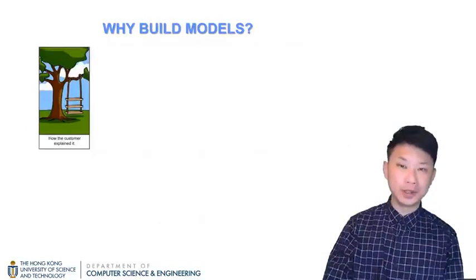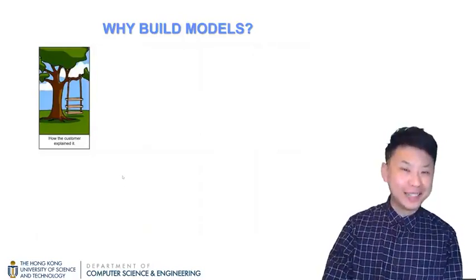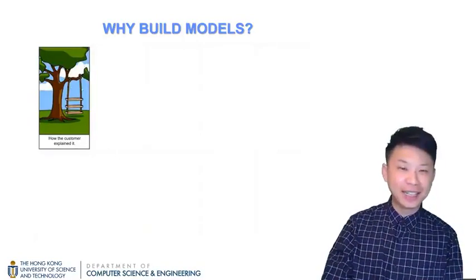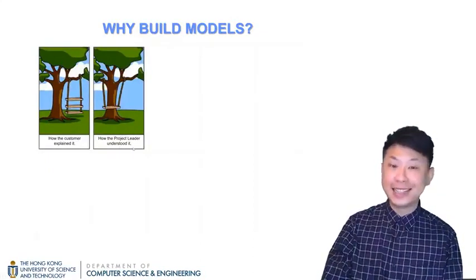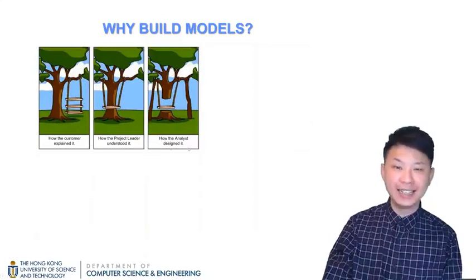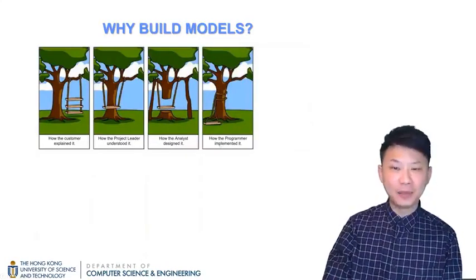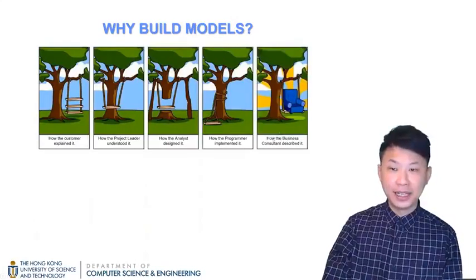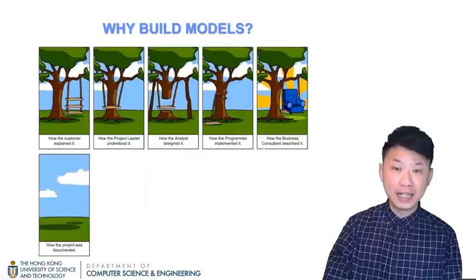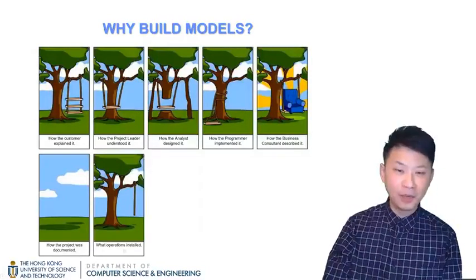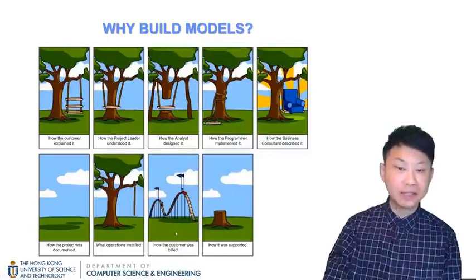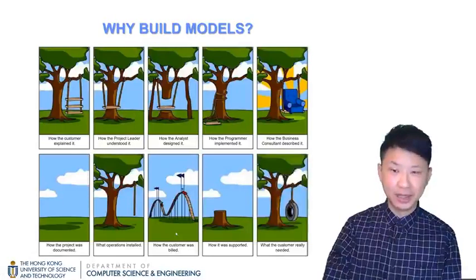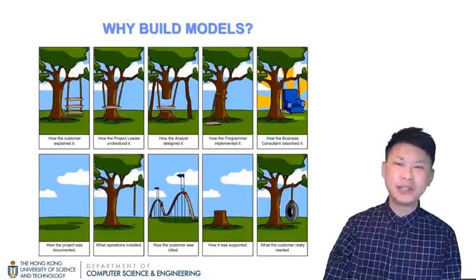So why do we build models? Let's study this example, which is pretty interesting. This may be how the customer explained the project, and this may be how the project leader understood it. This may be how the analyst designed it, how the programmer implemented it, how the business consultant described it, and how the project was documented. No documentation at all. What operations installed, how the customer was billed, how it was supported, and what the customer really needed, right? Maybe it's just something simple.